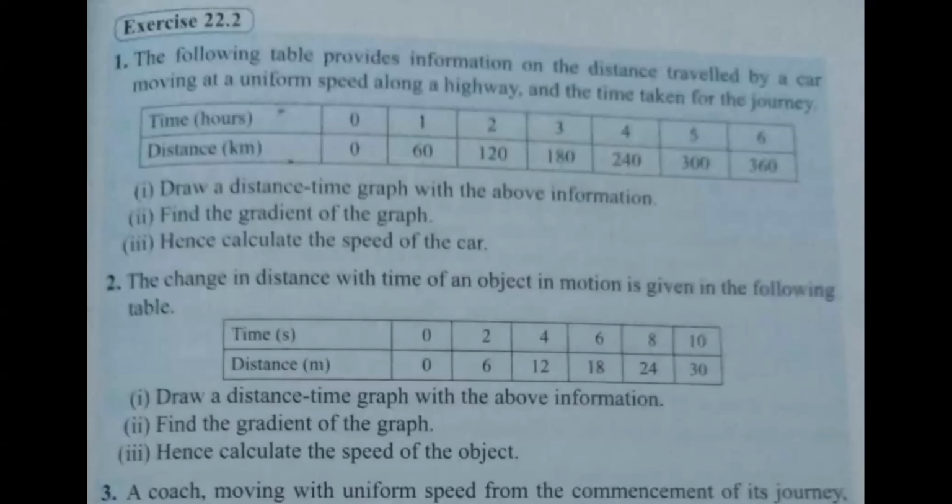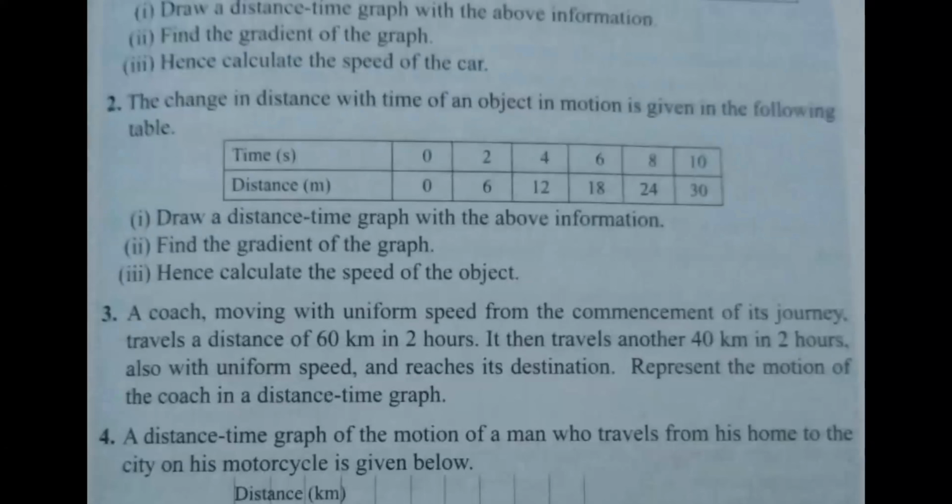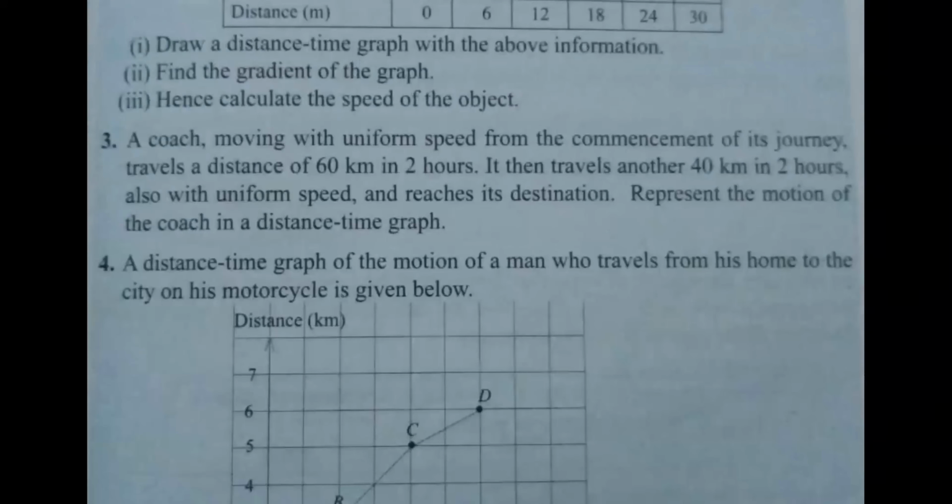The second question says, change in distance with time of an object in motion is given in the following table. Draw a distance time graph just like the first one. Find the gradient just like the first one. Calculate the speed same as the first question. The only thing is the values are different. Okay. Third question, I am focusing on highly. You have to understand the question very well.